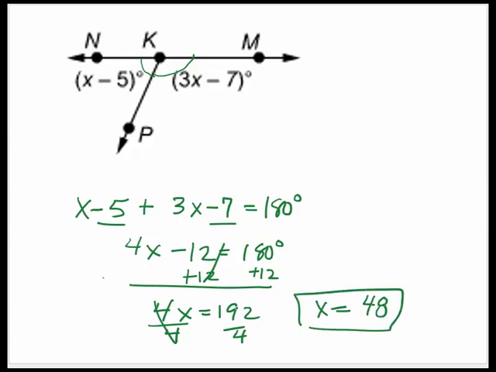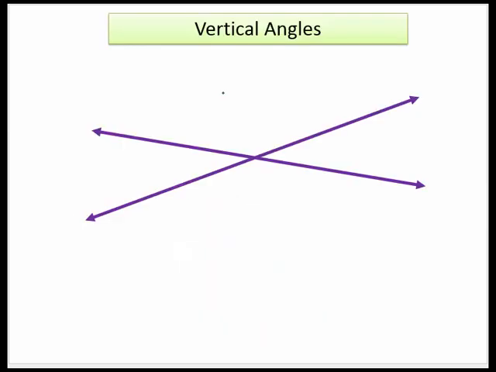So if they said what's the measure of the acute angle, the acute angle is the one less than 90 degrees, we'd put a 48 in for x right here. 48 minus 5 is 43. So the measure of this angle right here is 43 degrees. And up here we'd know that 180 minus 43 would be what that angle equals, or we could substitute a 48 in for x to find the measure of that angle. And we should get 137 for that.